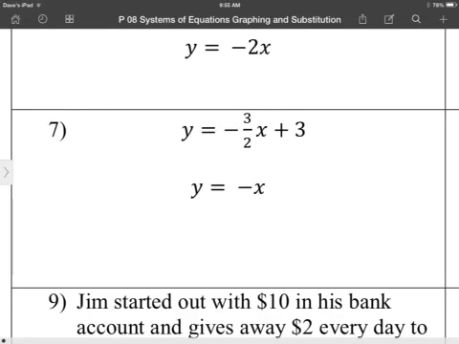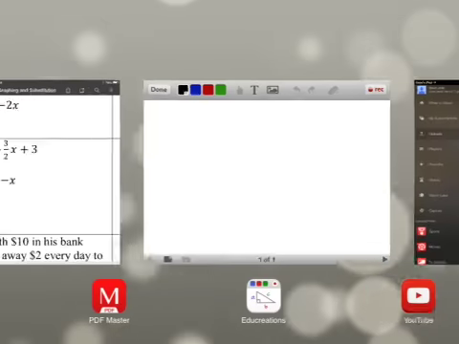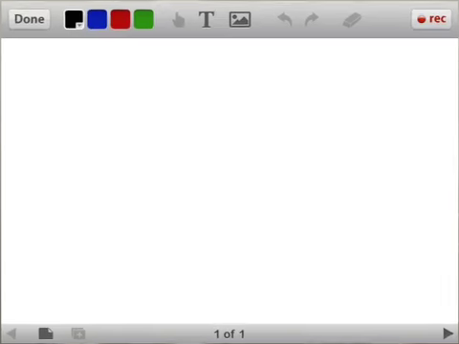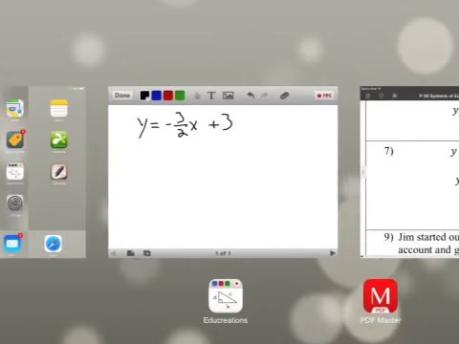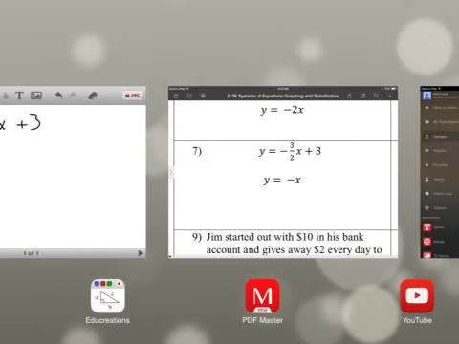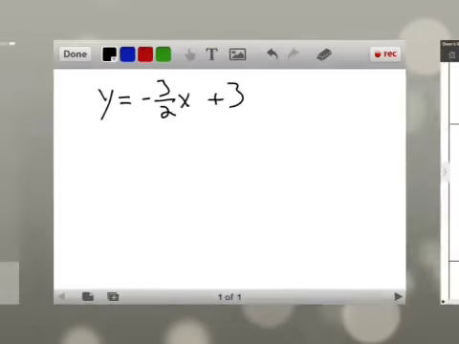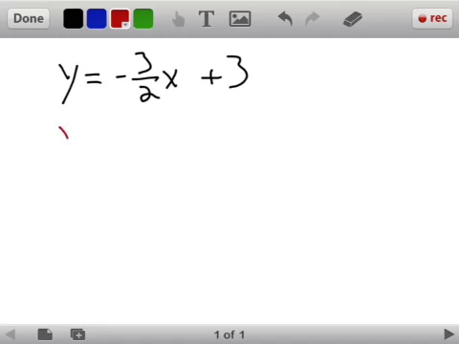Here we are, number 7. Y equals negative 3 over 2x plus 3. I've got to memorize that so I can write it down. And y equals negative x. So negative 3 over 2x plus 3. Alright, so we've got y equals negative 3 over 2x plus 3. And I forgot, I think it's y equals negative x, but let's see. Y equals negative x, that's it. So I'll do it in a different color, y equals negative x.